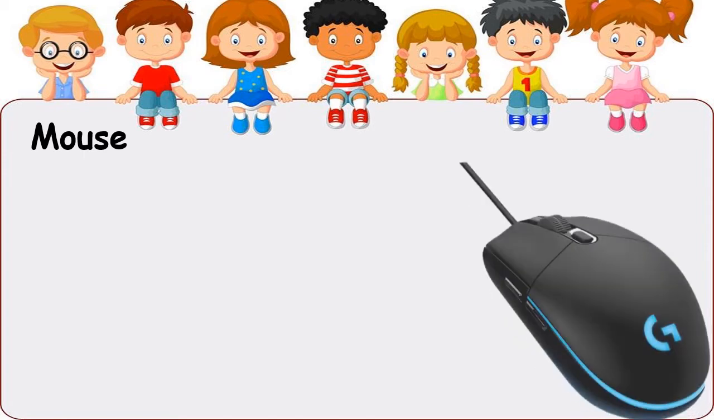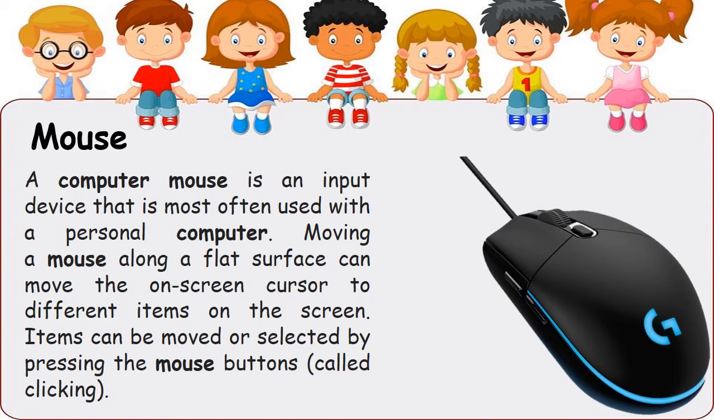Mouse. A computer mouse is an input device that is most often used with a personal computer. Moving a mouse along a flat surface can move the on-screen cursor to different items on the screen. Items can be moved or selected by pressing the mouse buttons, called clicking.